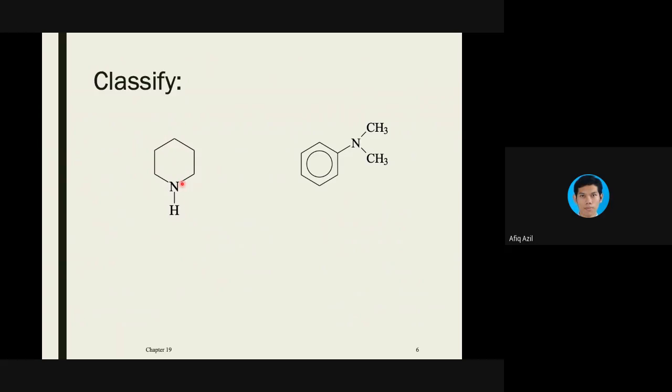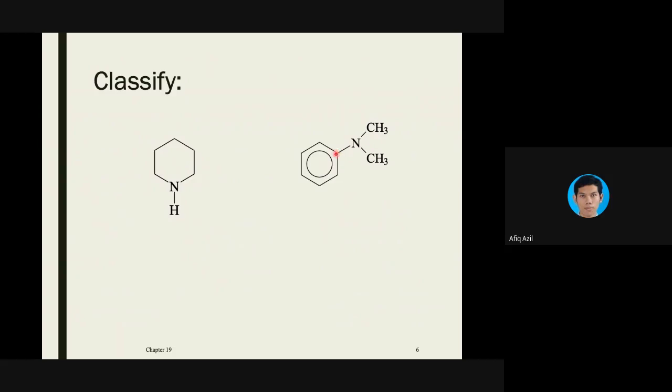What is it? Anybody want to try? Secondary, right? Because it is bonded to two carbon. Okay, and then for this nitrogen, you check whether it is bonded to any hydrogen. No hydrogen. So we have one carbon, one carbon. So this is already two carbon.